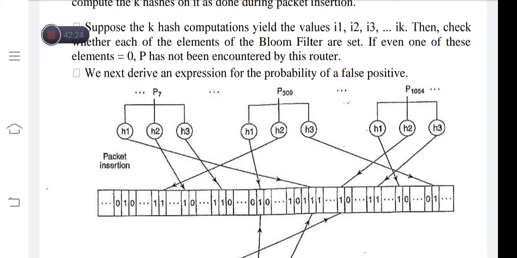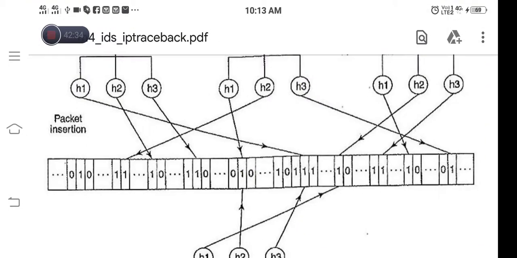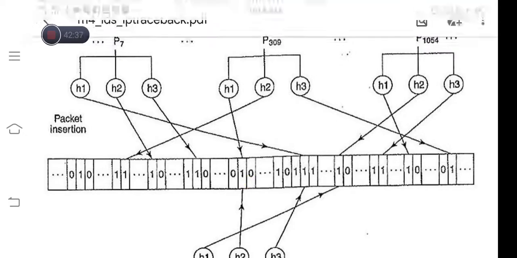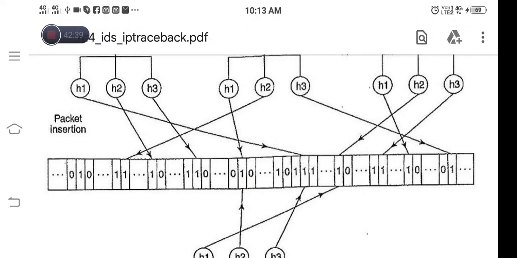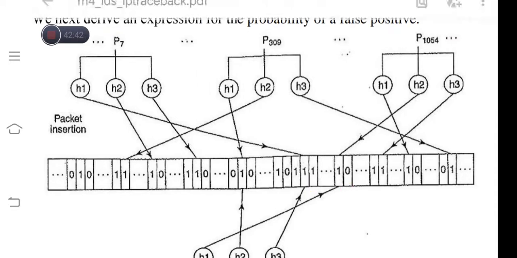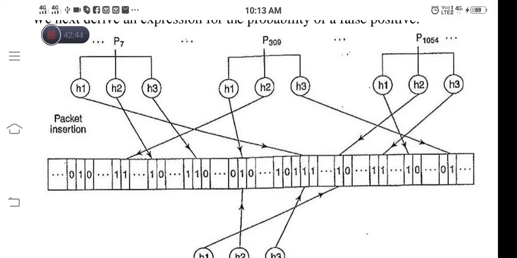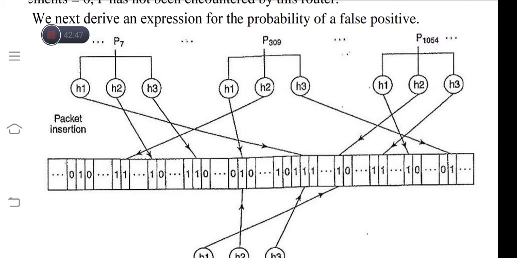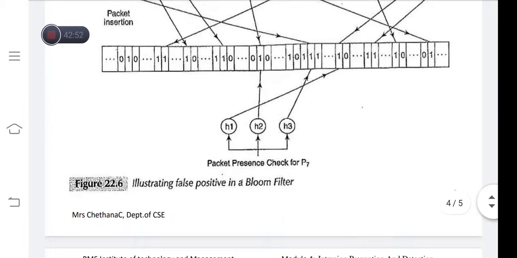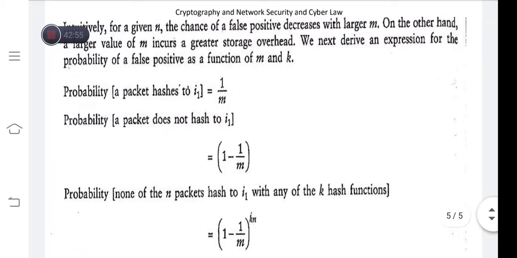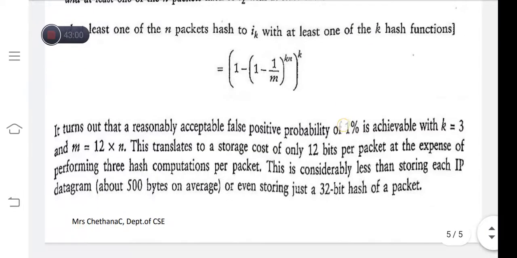This is nothing but a false positive. Positive means that, depending on the 1 marked inside the array, it tells that the router has come across the packet P7. But the outputs of the hash functions are pointing to some other indexes, which is a false positive. That is nothing but a false positive. So these are the equations with respect to the probability of a false positive.